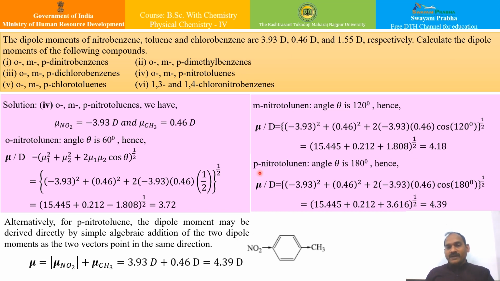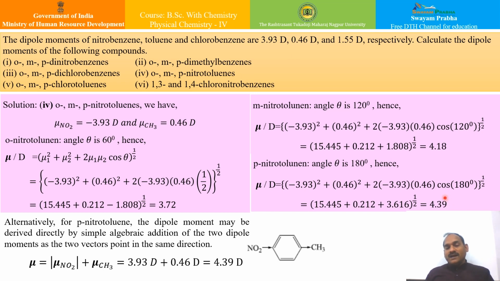Now in the case of paranitrotoluene, the angle is 180 degrees, that is exactly linear. The two groups will be oppositely placed, and therefore the dipole moment will be μ1 square plus μ2 square plus twice μ1 μ2 into cos of θ, that is 180. If I substitute this value, I get the dipole moment as 4.39 D in this case.